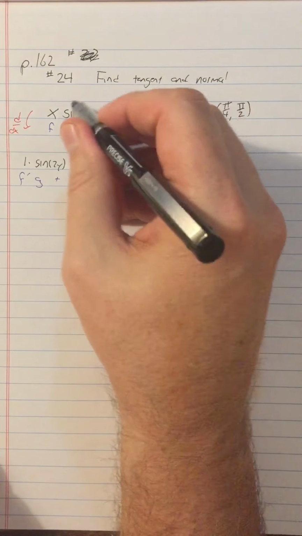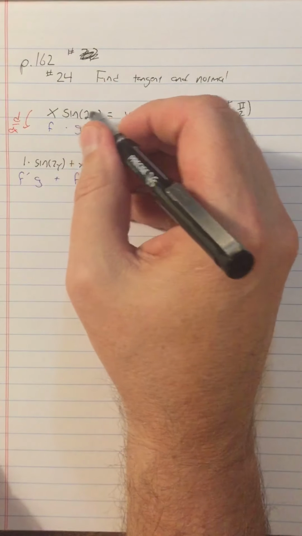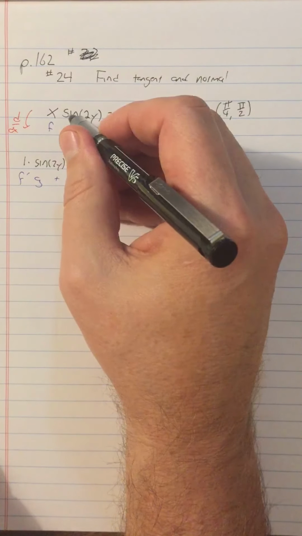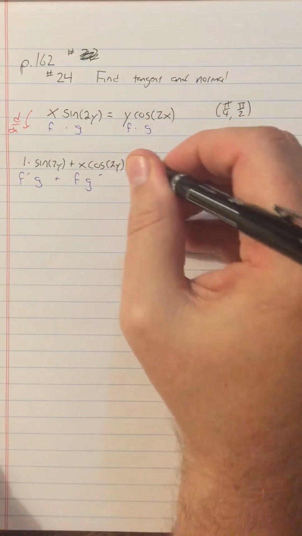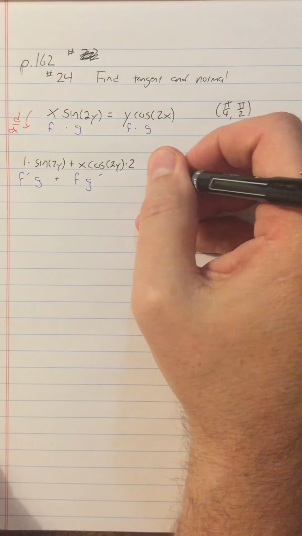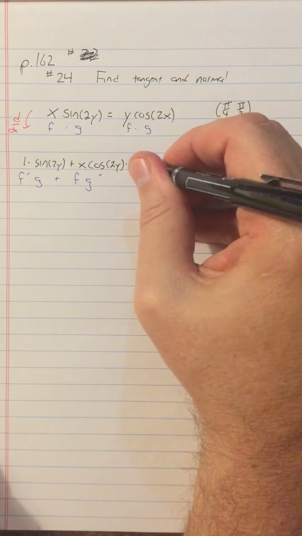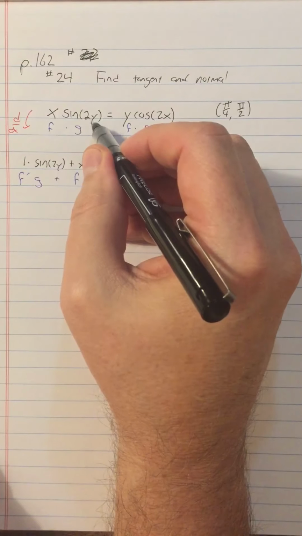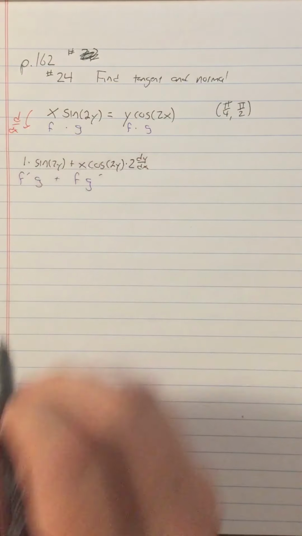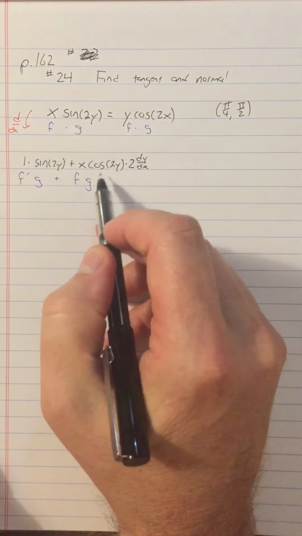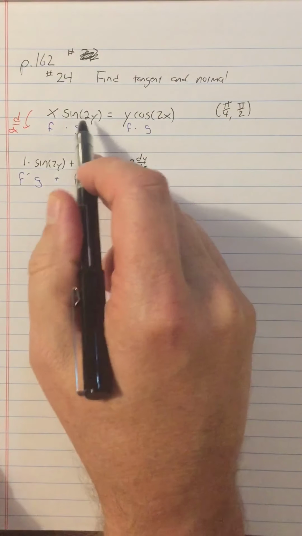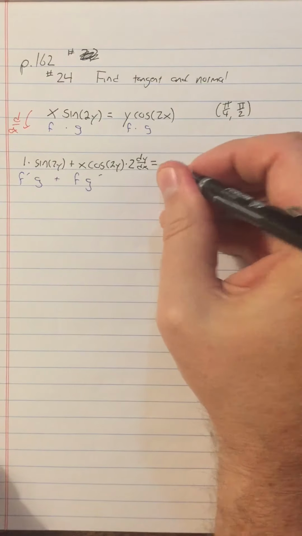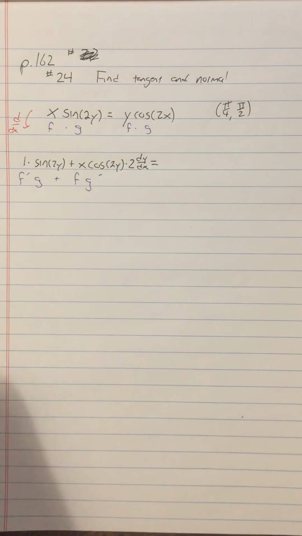My g prime, I have to watch because it's a chain rule for g prime. So I have derivative of the outside is cosine, keep the inside the same, times the derivative of the inside function, and then a dy dx because it's a derivative of a function in y with respect to x, right? Derivative of the outside, inside the same, g prime, dy dx for the y. All right, equals.